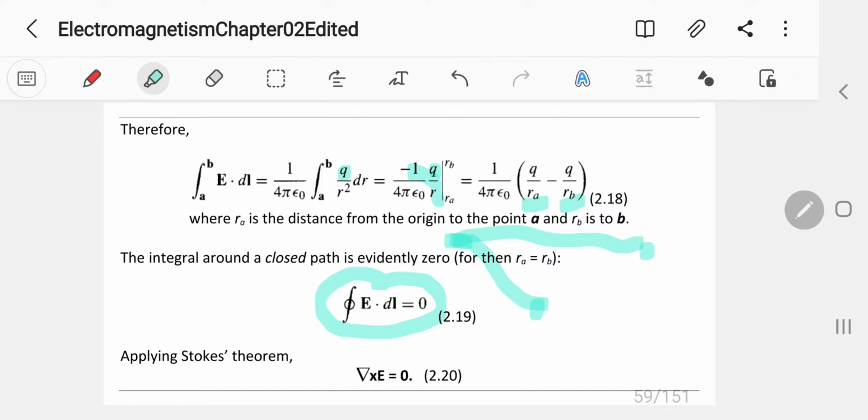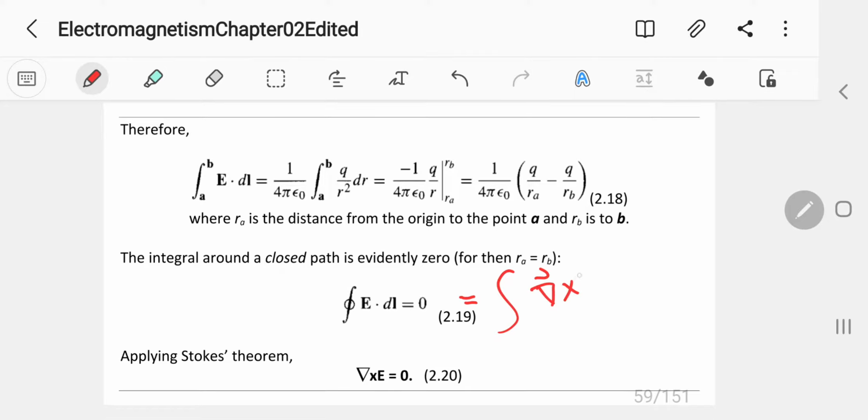And we note the Stokes theorem. So this is just equal to the integral of the curl of E dot dA. So that you can say this one here.